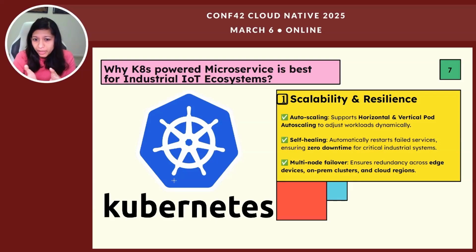Some of the properties of Kubernetes: it has an auto scaling feature, which means it can support horizontal or vertical pod autoscaling. You can add pods whenever you have a high workload, so it can adjust to the workload dynamically. If you don't have that much workload, you can scale it down as well. Scaling up and scaling down is such a good feature, which makes it very easy for the industrial ecosystem because things are changing very quickly.